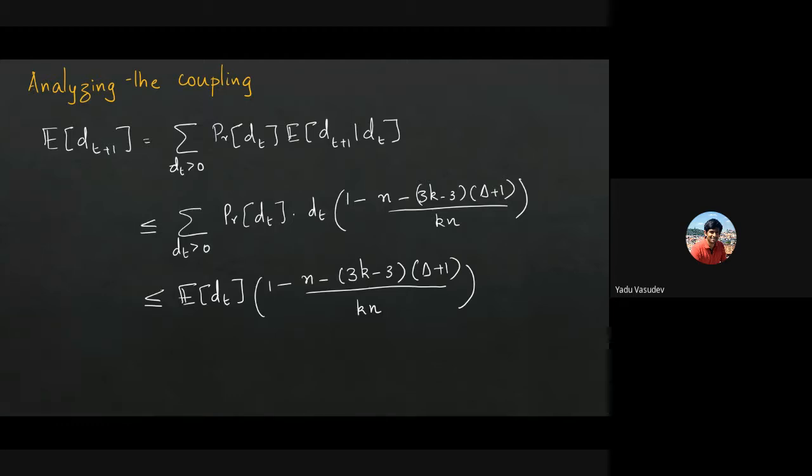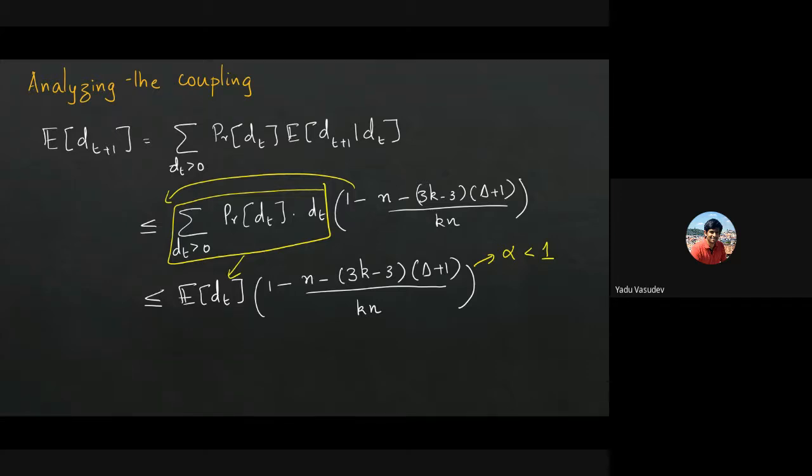And then you substitute in the values for the expectation of dt plus 1 given dt, and you observe that you can take this outside, and you observe that this quantity is nothing but the expectation of dt, right? So therefore, what you have is that the expectation of dt plus 1 is at most the expectation of dt times this factor alpha, which is strictly less than 1. It's strictly less than 1 for the choice of k that we have. Recall that k was at most n divided by 3 times delta plus 1. So you need the k value suitably so that this is actually reducing.